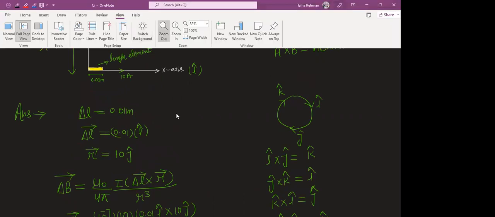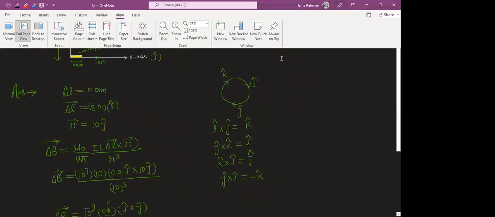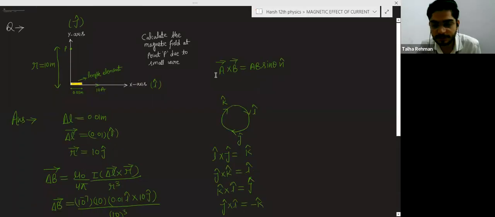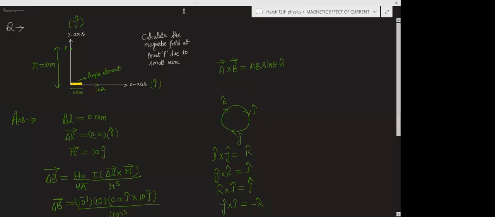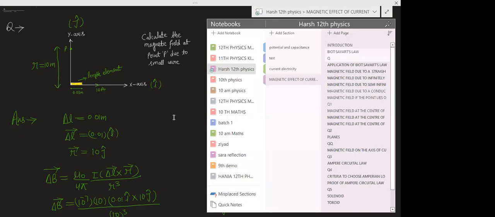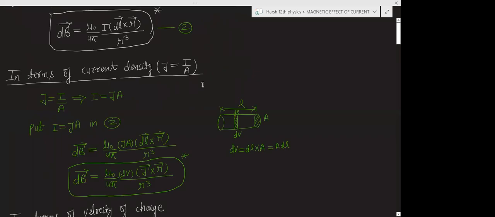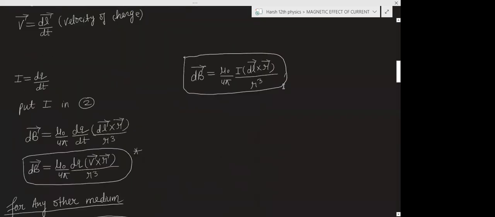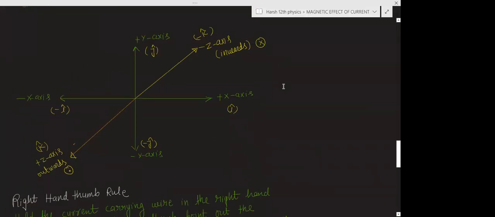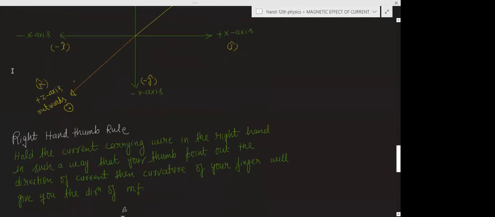Yes, sir. And this is a question from NCERT. So I can just scroll up and write the right hand rule. Okay. Scroll up means I have to go here. You have to write this axis also, na? Sir, it's already in my physics notebook. Very good.